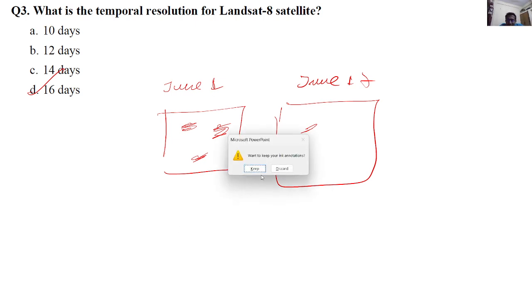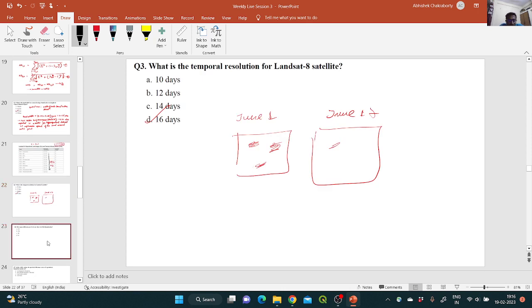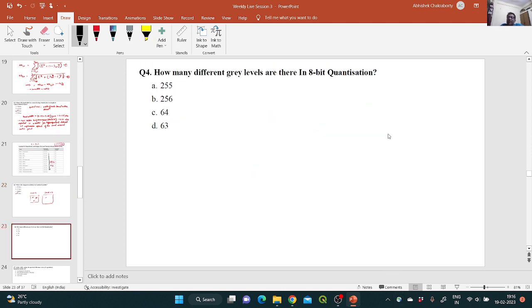Anyways, let's move forward. How many different gray levels are there in 8-bit quantization? So, does anyone want to answer this? 256. Yeah, how?